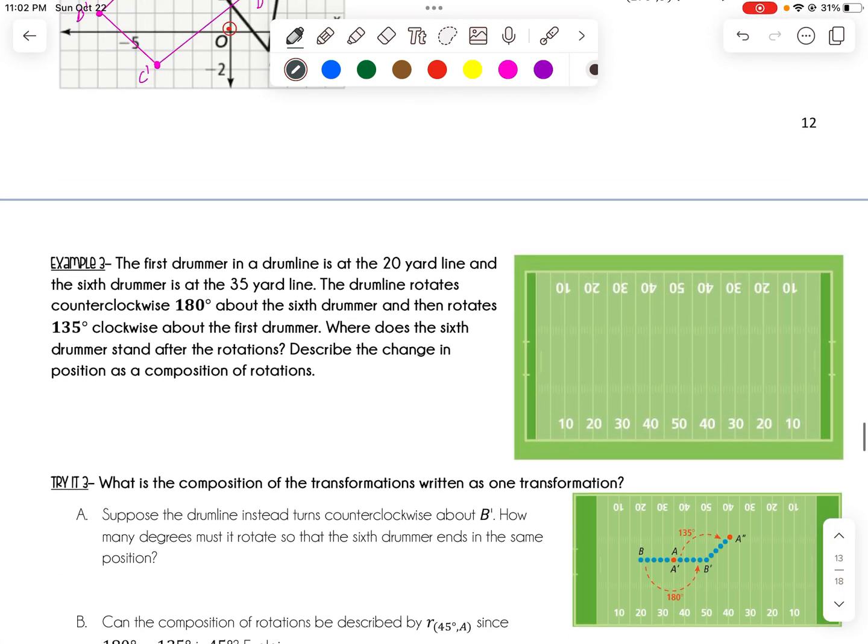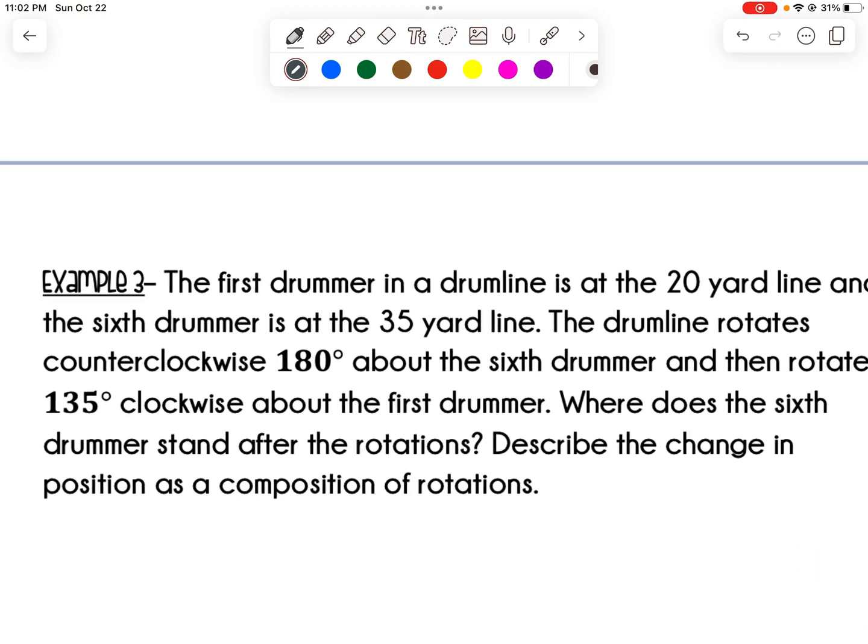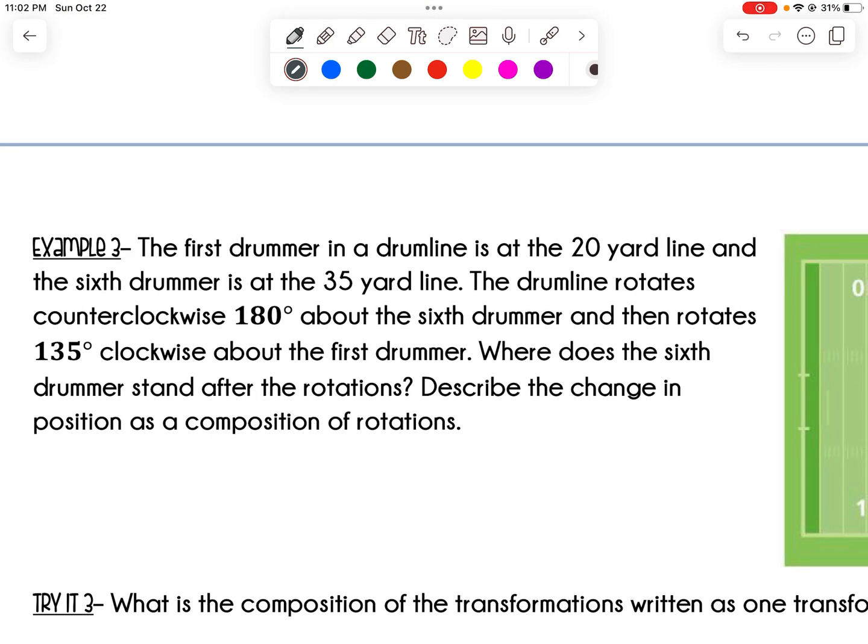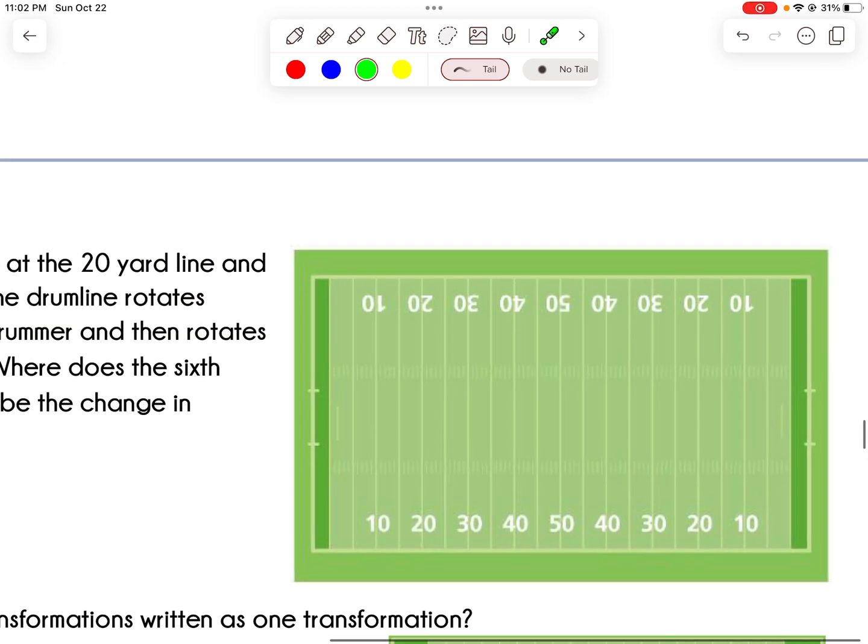All right. Now you can go on to the next page. We've got some more rotations for you to do. Here you've got a drum line. So we're going to go ahead and rotate the drum line. I'm going to write the rules first. So let's write the first rule. And by reading this, first drummer on a drum line is at the 20-yard line, and the sixth is at the 35-yard line. Ooh, that's important. Let me go ahead and draw the dots, and then we'll write the rule.